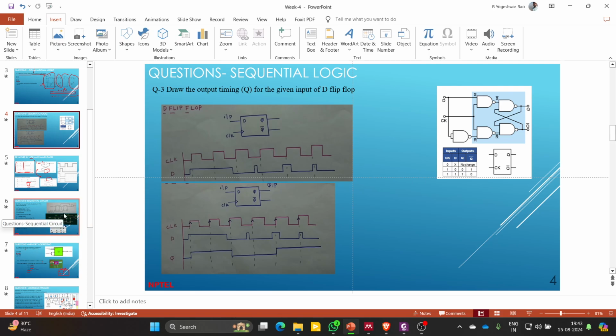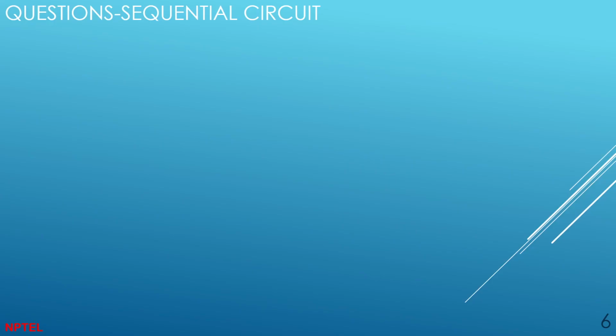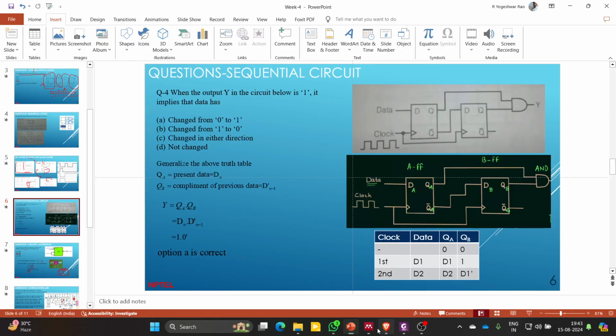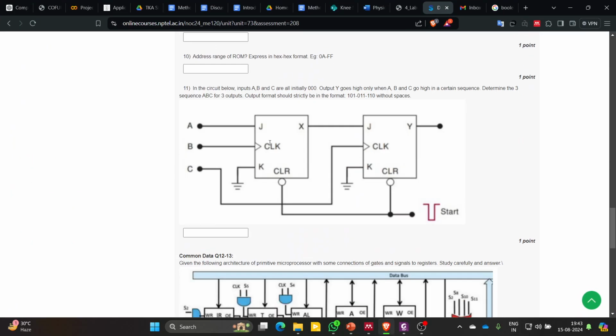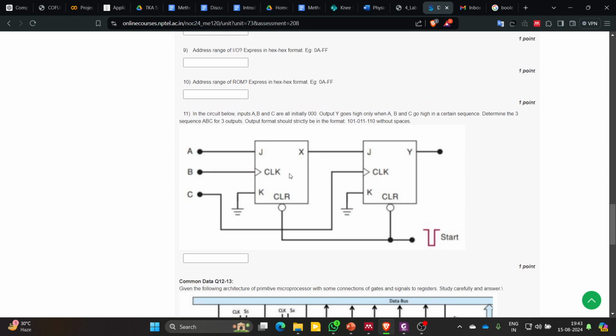This is how you solve this problem. Now there is a problem related to sequential circuits. This problem will help you solve this kind of problem. It is not the same problem, but the approach is quite the same.